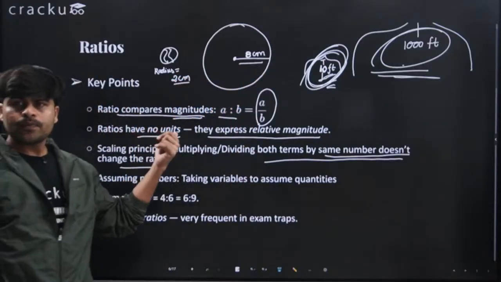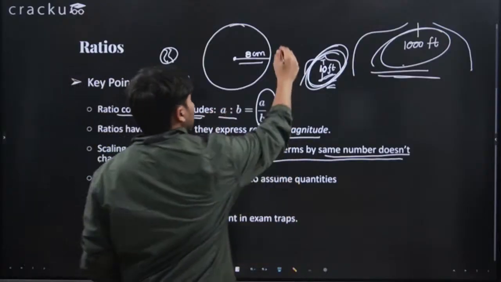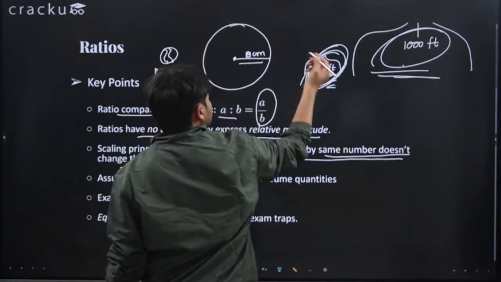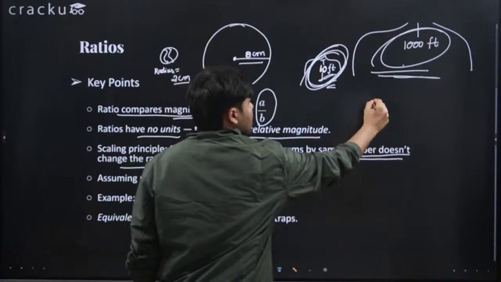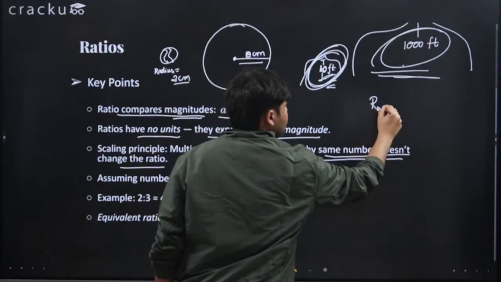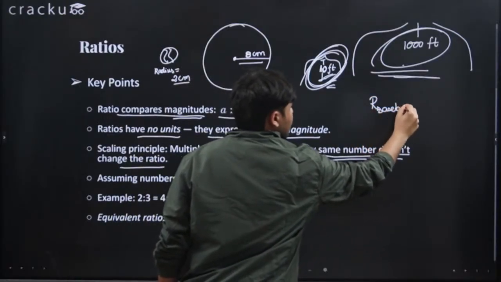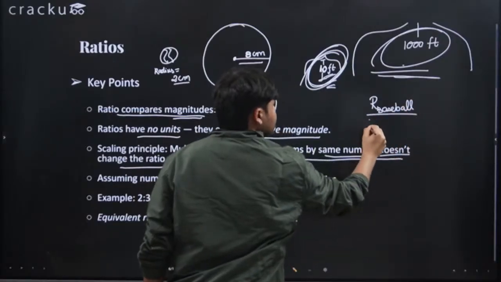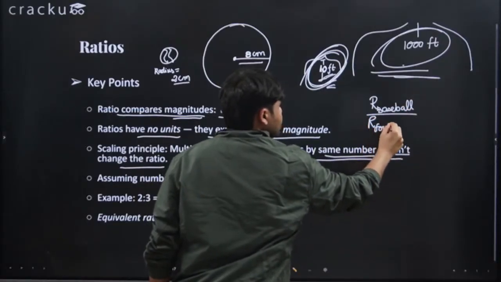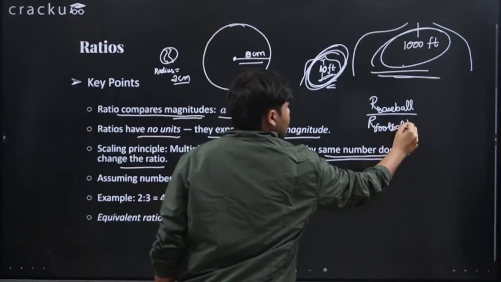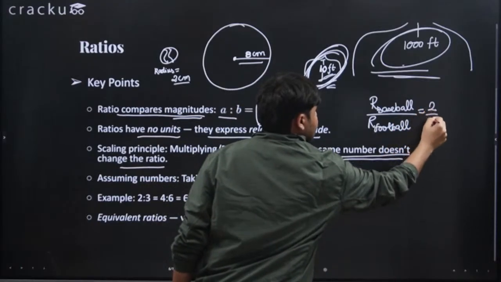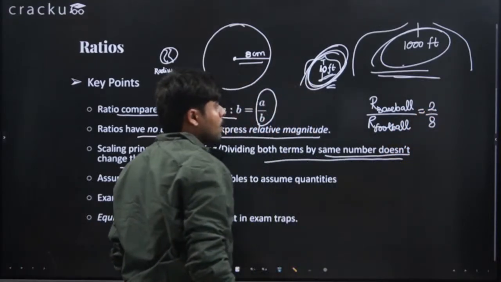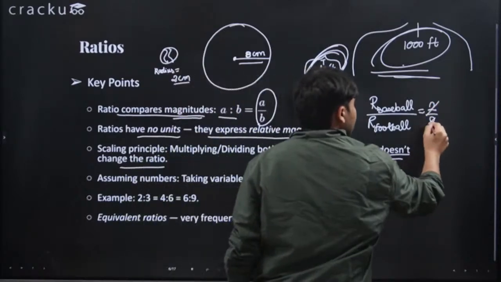So what is the ratio? The ratio is the small radius, which is the radius of the baseball, upon the bigger radius, which is the radius of the football, is equal to 2 over 8. If you simplify this, you will get 1 over 4.